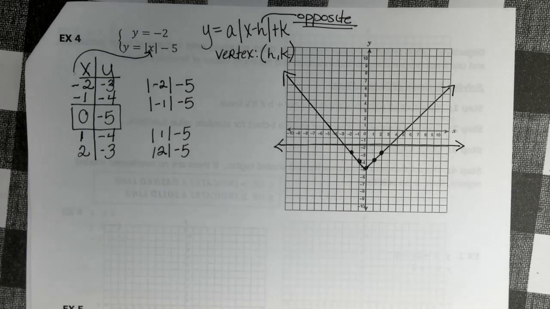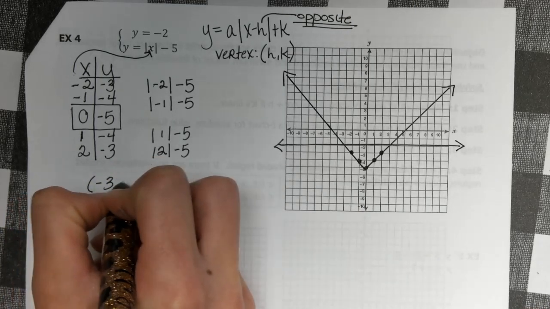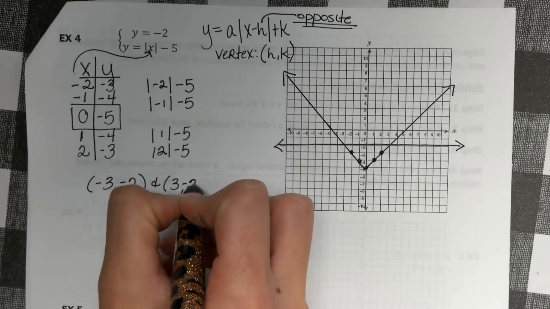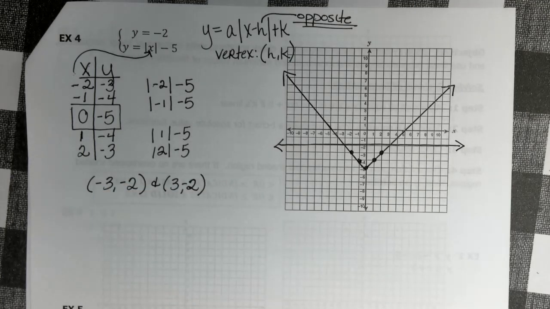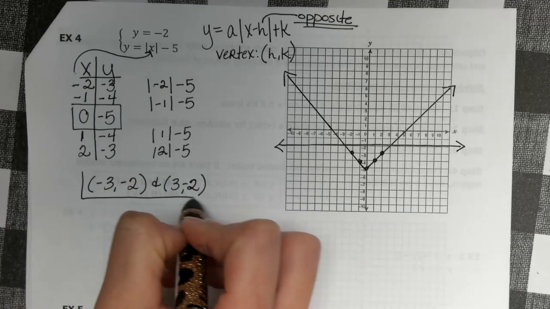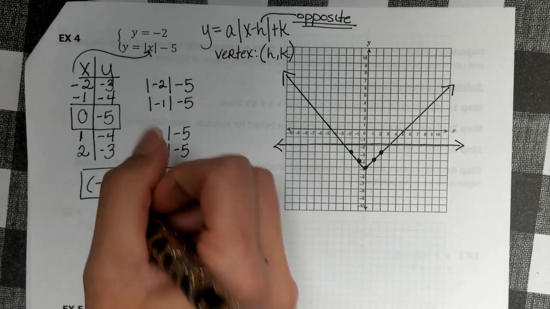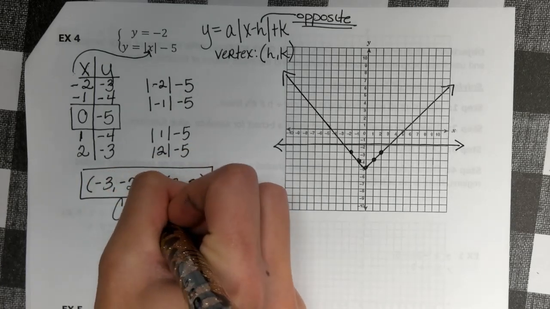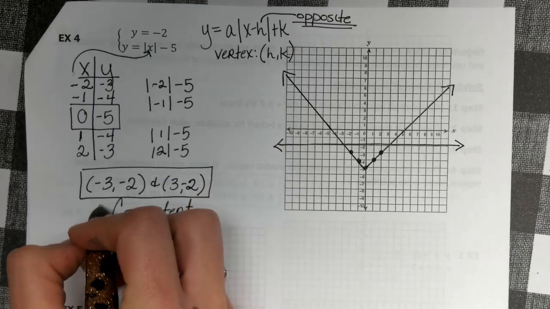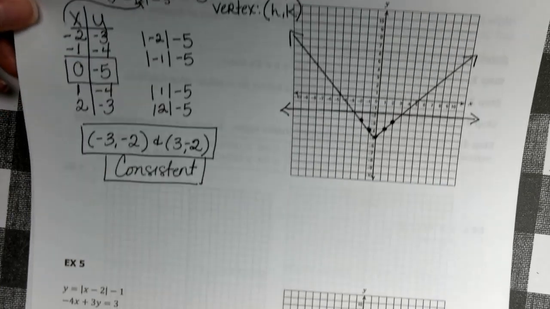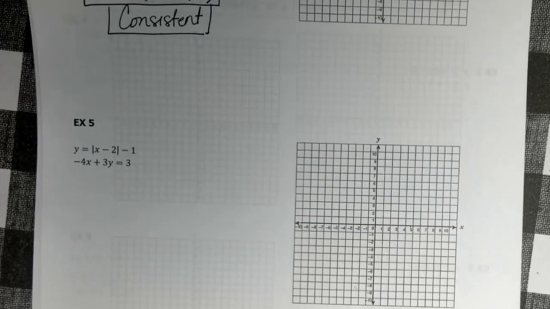What happens here? I have two solutions. I've got -3, -2, and +3, -2. So, since I have 2, it's just going to be a consistent system. You good with that? Okay.